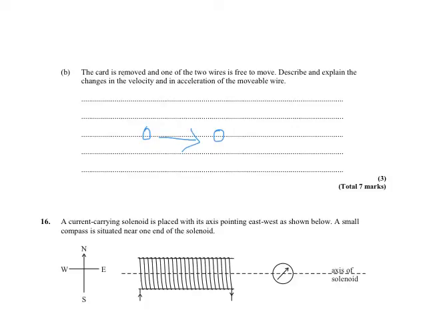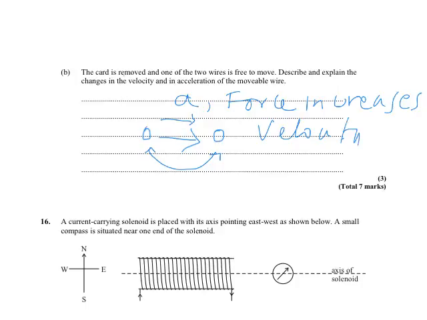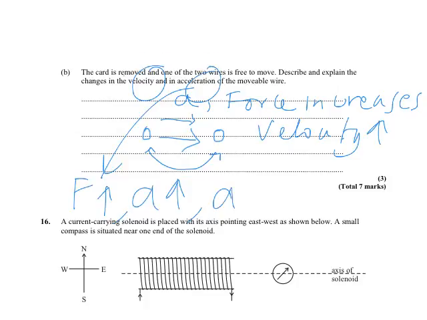Now as this wire gets closer, the effect of the forces on each other increases. So it will accelerate because the force increases. And if its acceleration increases, then its velocity will increase. So for the change in velocity and acceleration: force increases, so acceleration increases, and if acceleration increases, then velocity must increase.